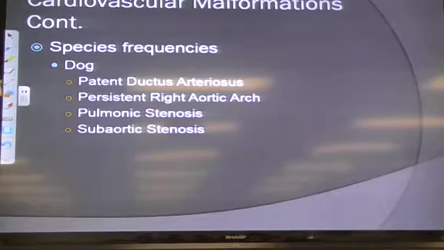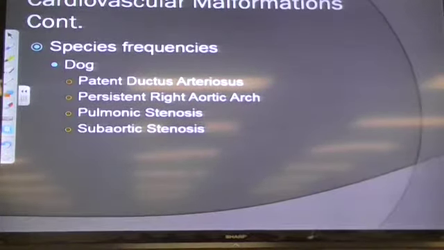So it connects what two vessels? The aorta and the pulmonary artery. The aorta and the pulmonary artery. So in utero you need that, but after birth it should close up, right? Because you want your blood to go into your lungs.